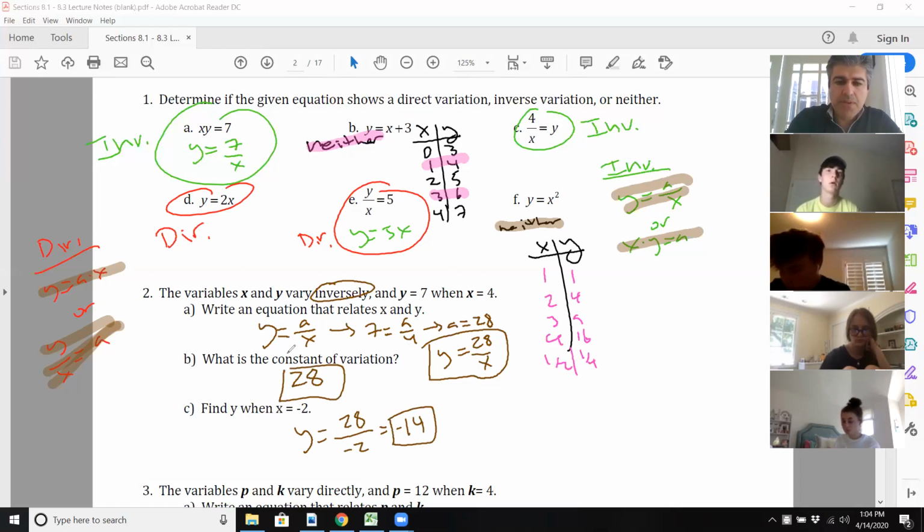So you're going to see some problems just like that. Again, if they vary inversely, go straight to that formula, plug in the x and y values you're given, solve for a. Now you can write your equation that relates x and y. The constant variation is obviously the numerator here, and then you can predict any other y value for a given x value using that equation. So don't overthink it.